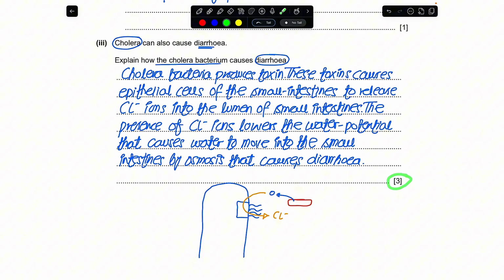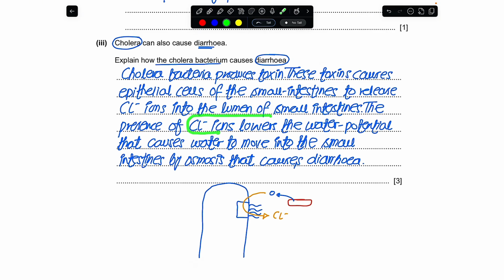So for 3 marks, the answer would be that we have this cholera bacteria. This produces a toxin. This toxin causes the epithelial cells of the small intestine to release chloride ions into the lumen of the small intestine.